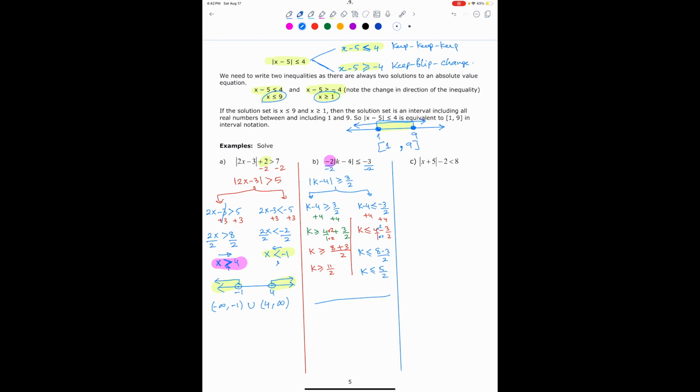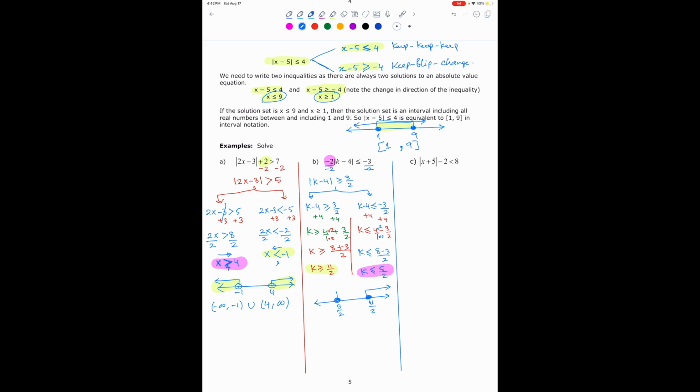On the number line, I know that 5 over 2 is less than 11 over 2. And both of them are included because there is an equal sign. The first inequality says k is greater than or equal to 11 over 2. So I'm going to go from 11 over 2 all the way to the right. The second inequality says k is less than or equal to 5 over 2.